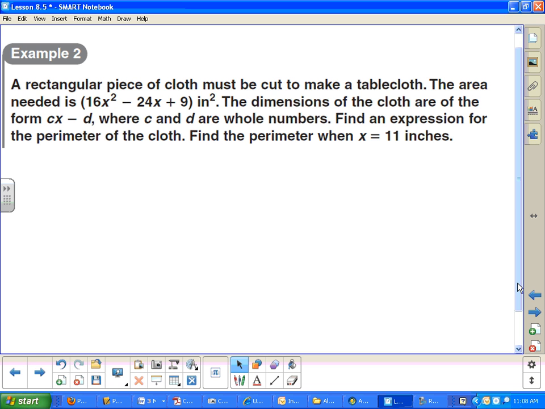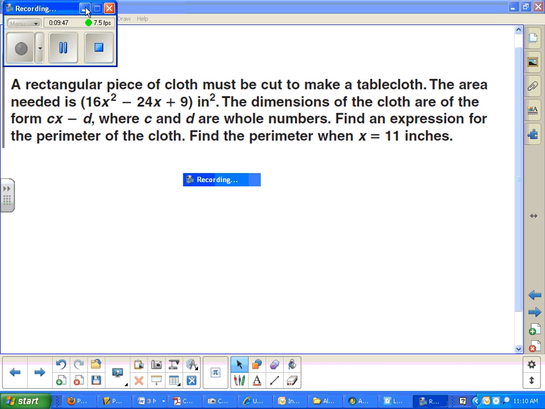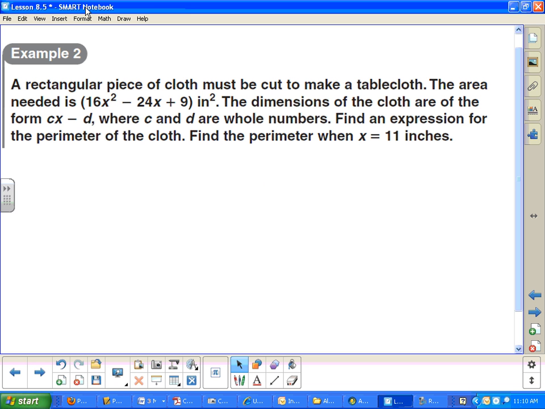So the first thing, we're working on perfect square trinomials, right? Okay. So is this a perfect square trinomial? Okay. Yes? Okay. Is the middle term work? Yes?